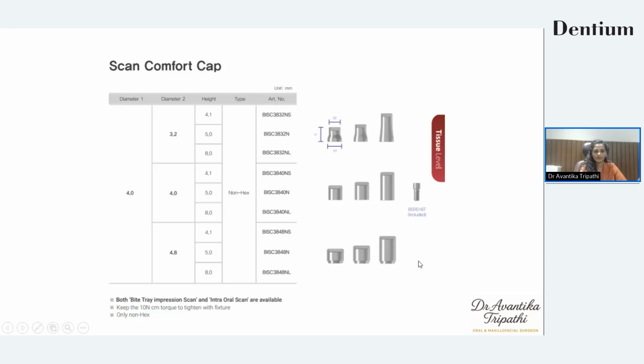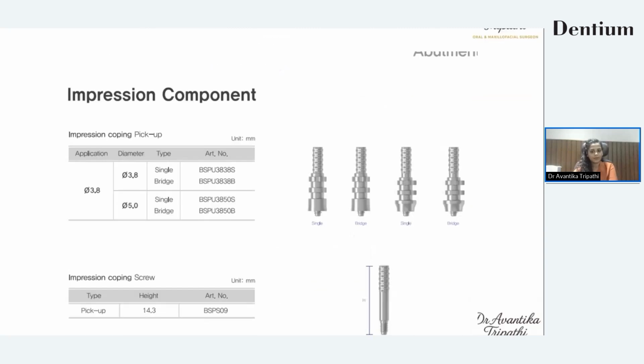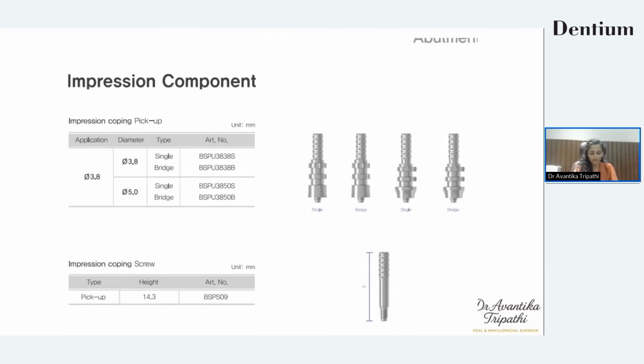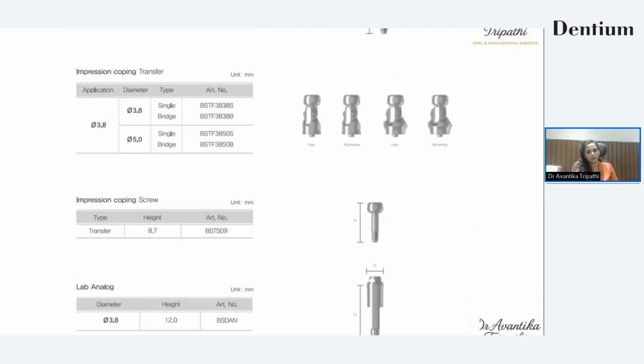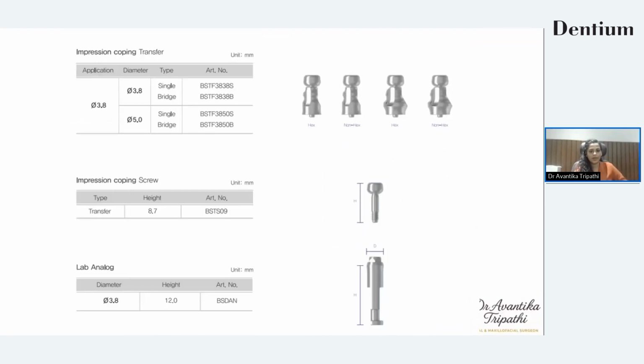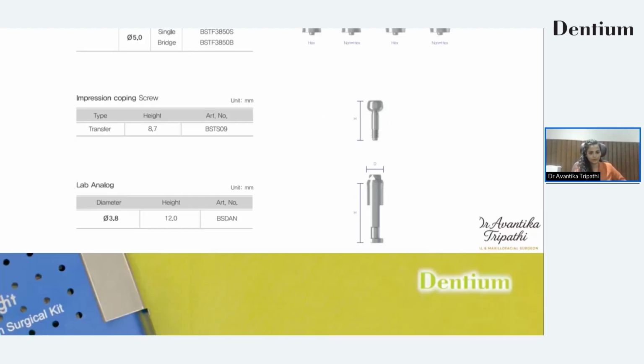We can choose the height of the comfort cap according to the case. If we feel like the soft tissue thickness is more, we can choose a larger height. Otherwise, we can choose a smaller height of comfort cap. Impression components are also available. Impression copings. This is the pickup impression coping and this is the transfer impression coping. If we want to go ahead with the manual method, we can choose this. We can use these impression copings.